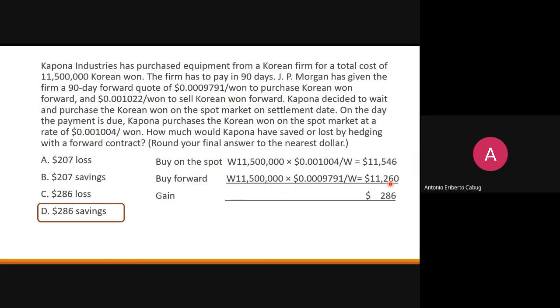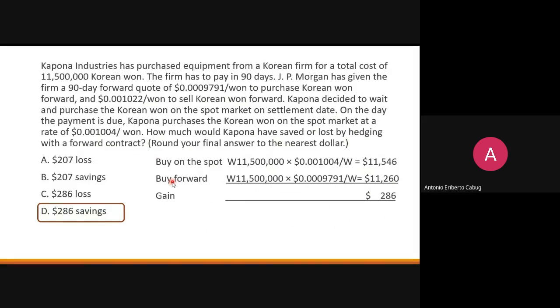Okay. So be careful of the question. Does the question assume that he or she did enter into the forward market, or did he or she enter into the spot market? Always follow the last line. How much would Capona have saved or lost by hedging with the forward contract? Meaning to say, Capona entered into the forward contract.